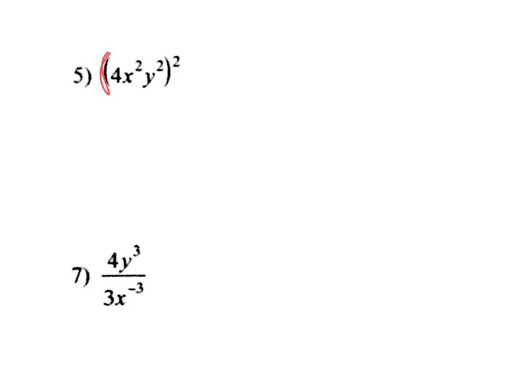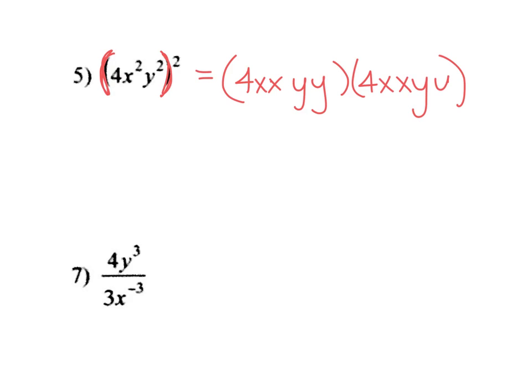On question 5, it's a little bit different. The first thing that you should notice is you've got parentheses to the 2nd power. That means I need to write out 2 sets of parentheses. And inside of each of those, I've got 4 times x times y times y, 4 x to the 2nd, y to the 2nd. So remember, the parentheses is what happens twice, and then you're just back to a normal problem.